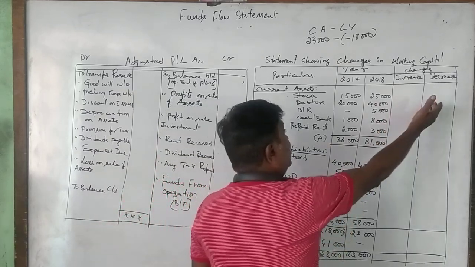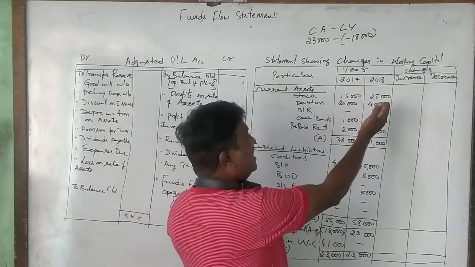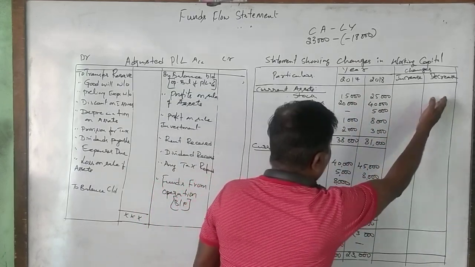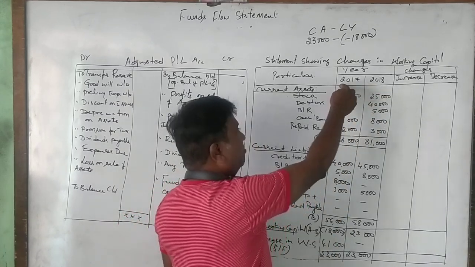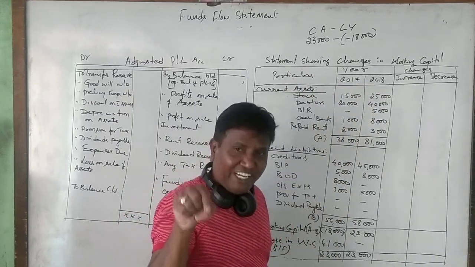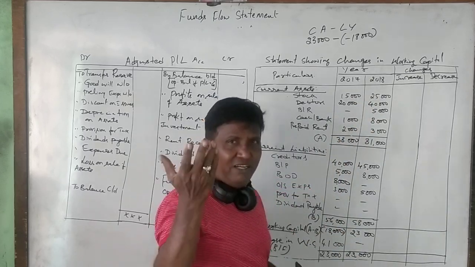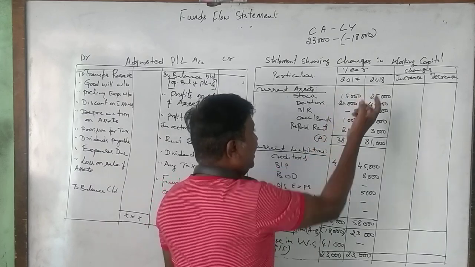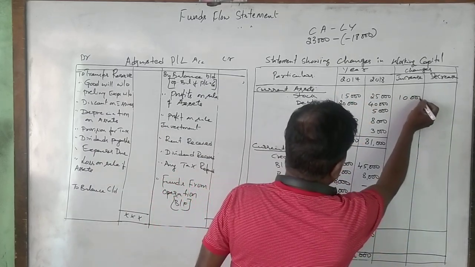So what to do with these two columns? Don't worry about it. Now, usually for current assets, we take it as increase or decrease. How do we find out? 2018 current asset minus 2017 current asset, 25,000 minus 15,000. Common sense, minimum common sense. Compared to 2017, in 18 it is increased. How much is it increased? 10,000 rupees is increased. Right?